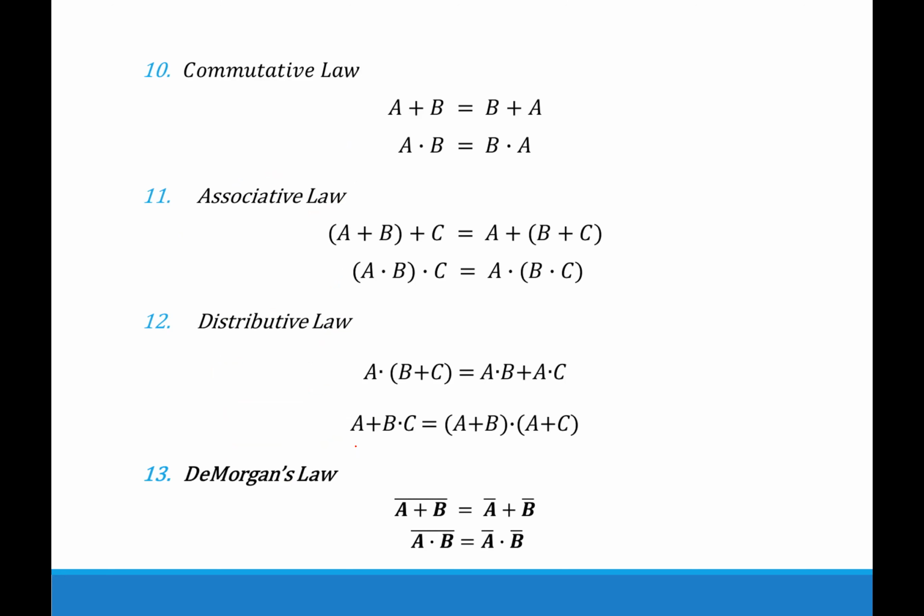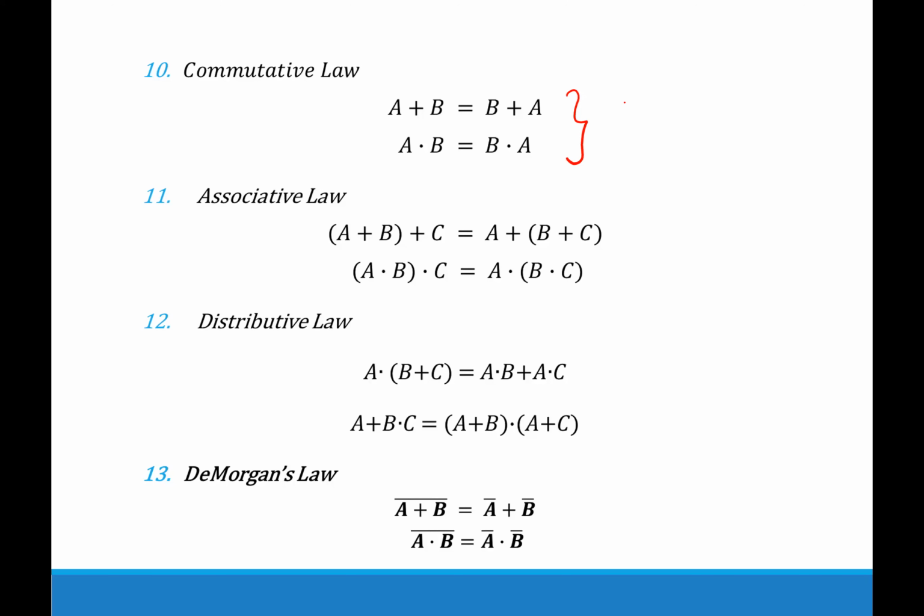The next one is called the commutative law. This is a very basic thing, right? If we take A plus B or B plus A, we can switch the two variables, you will get the same answer, okay? That is applicable also for multiplication. If we multiply A and B or B and A, you will get the same answer, okay? That is called the commutative law.